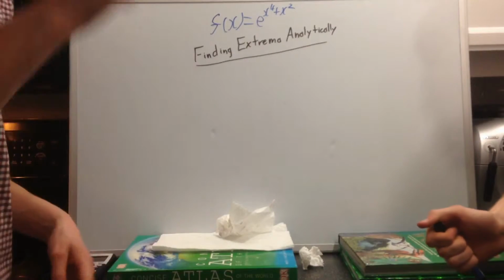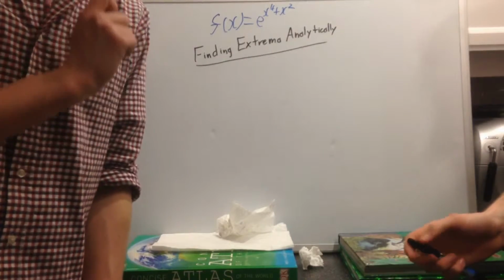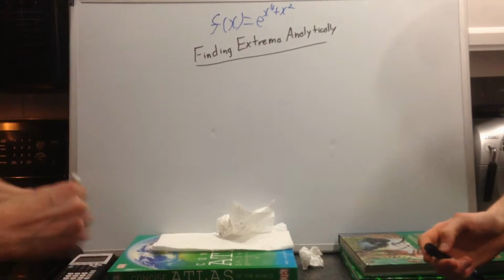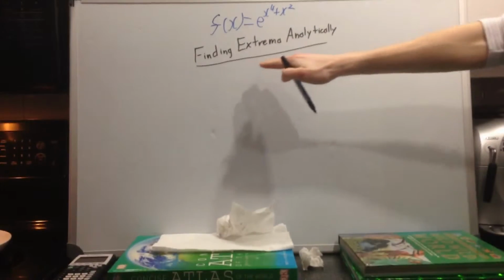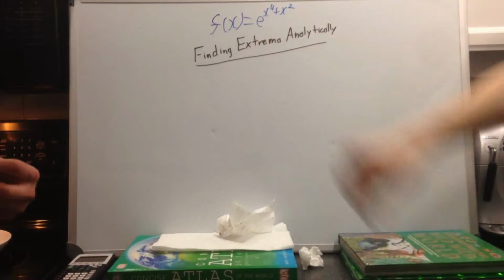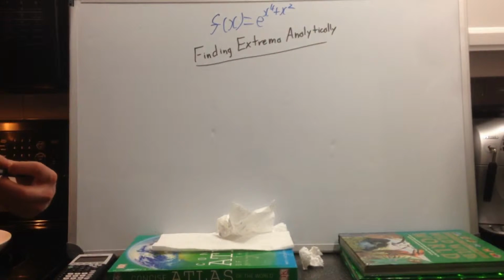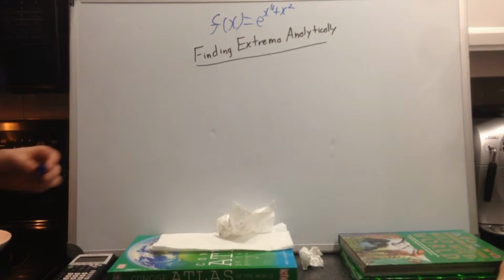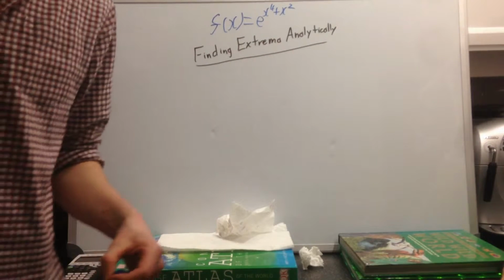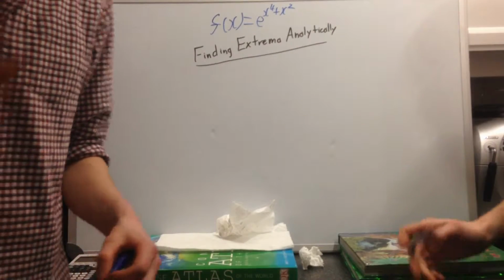So we are doing a reworked edition of question 2 on the first Unit 4 exam. We are finding the extrema analytically of our function e to the x to the 4 plus x squared. So the first thing we're going to do is find the derivative of this function.